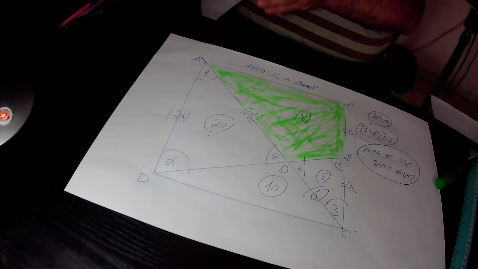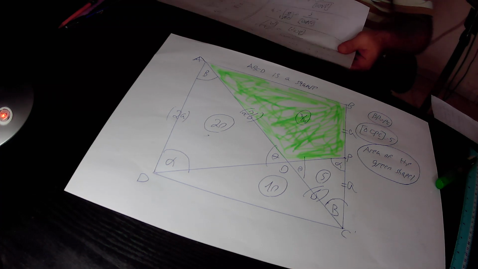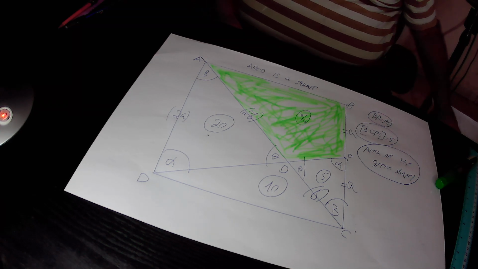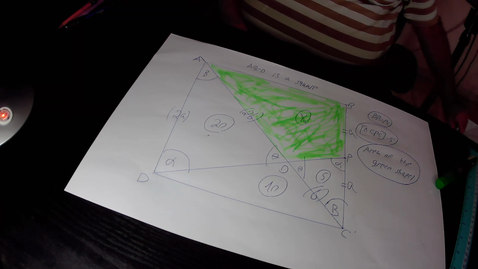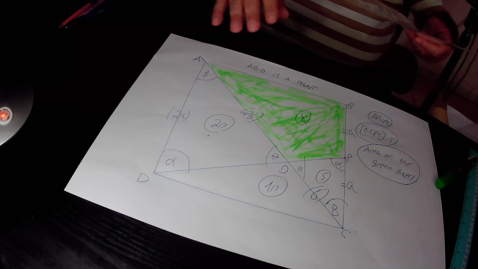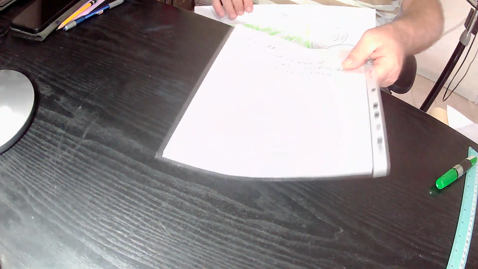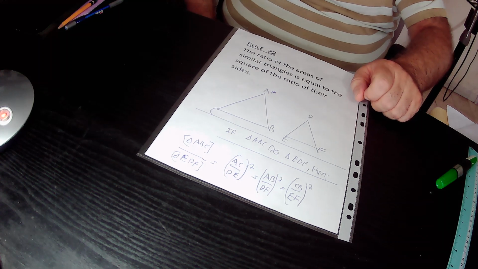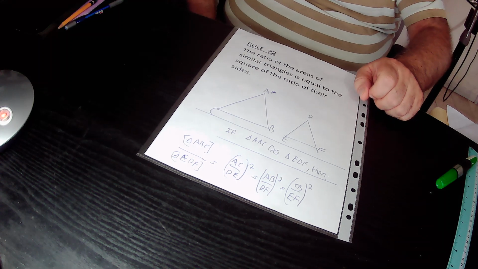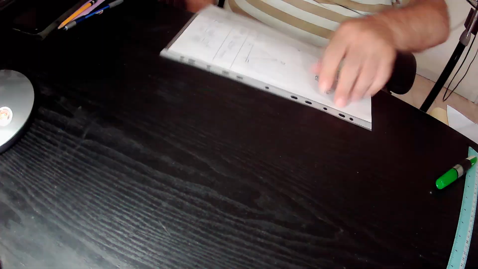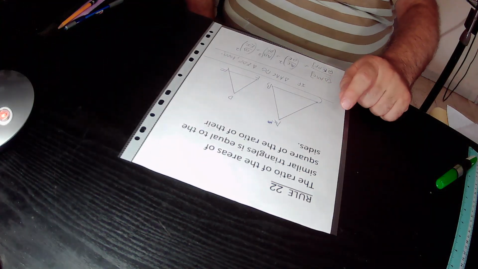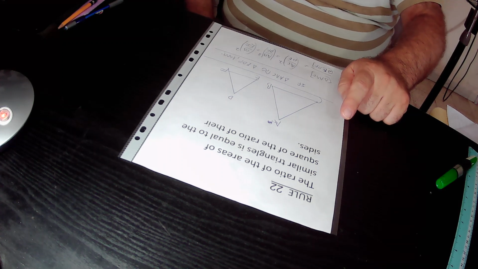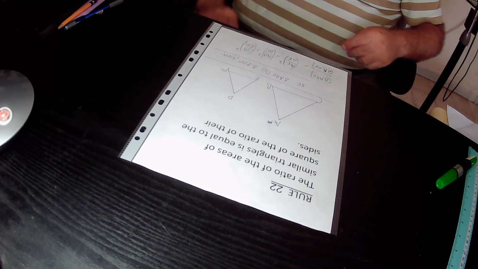In the next step, I present to you a new rule and we implement the new rule in our drawing. The new rule is Rule 22. According to Rule 22, the ratio of the areas of similar triangles is equal to the square of the ratio of their sides.